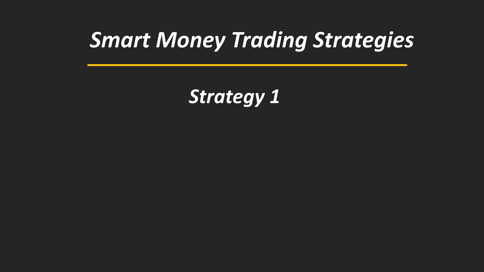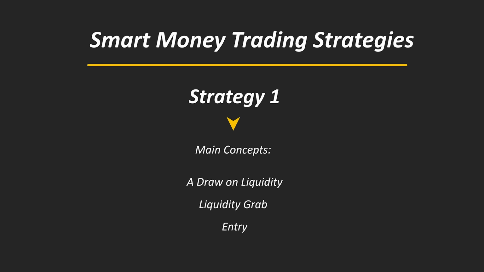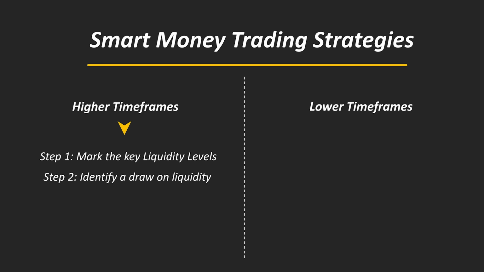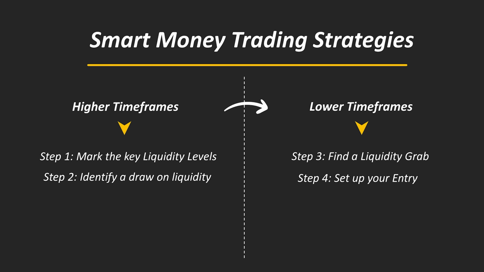Let's start with the first trading model. This strategy is made up of 3 main concepts: a draw on liquidity, liquidity grab, and entry. In this setup, we use 2 time frames to enter the trade. On the higher time frame, we mark the key liquidity levels and find a draw on liquidity. Then we zoom into the lower time frame. On the lower time frame, we want to find a liquidity grab in the direction of the draw on liquidity. Then we simply open the trade and set our target and stop loss.